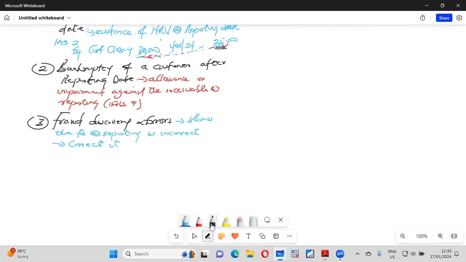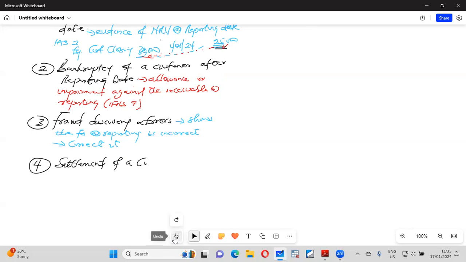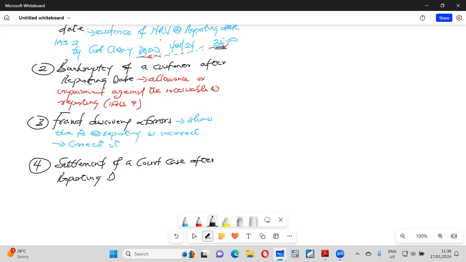The fourth example that I'm going to give you here will be about a settlement of a court case after the reporting date. So probably you were served the suit during the reporting period. It's just that the judge is going to adjust the thing. So probably you were served the suit somewhere in October or November, let's say November 2023.